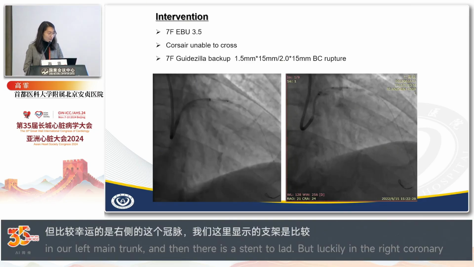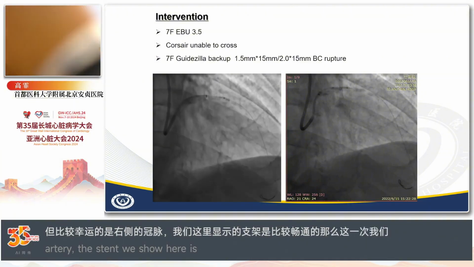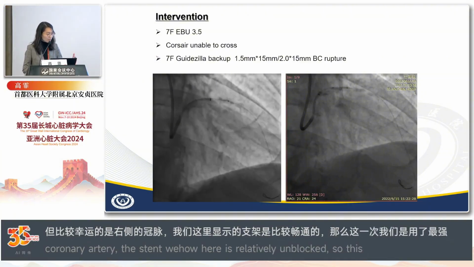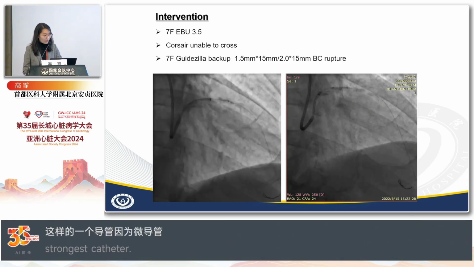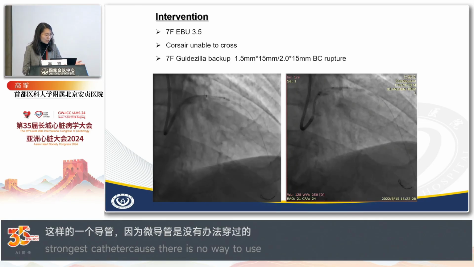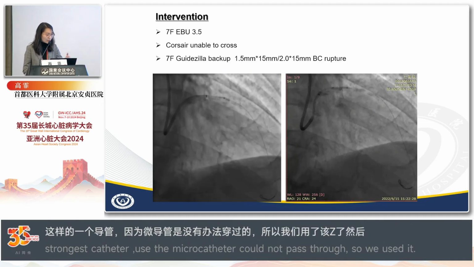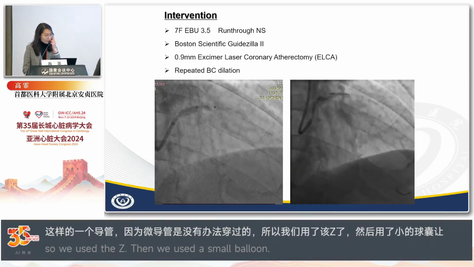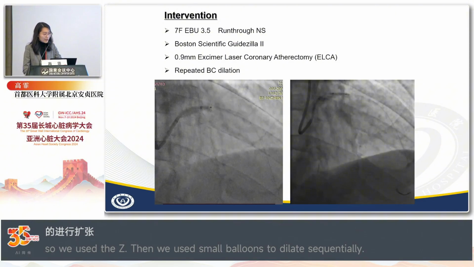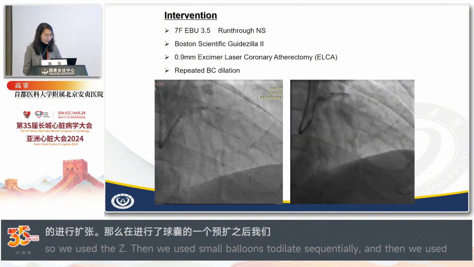So this time, we use the strongest guiding catheter, and even though the microcatheter cannot pass, we use Guidezilla to increase the backup support and use a small balloon to sequentially dilate the lesion. And after balloon predilation, the microcatheter still cannot pass the lesion.